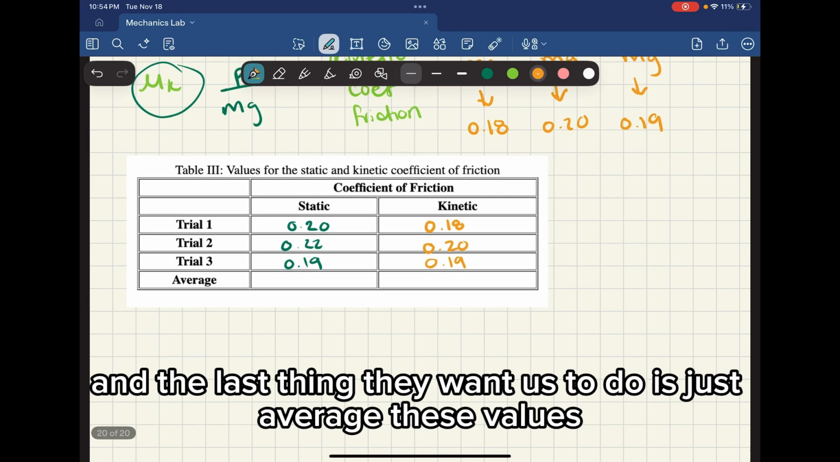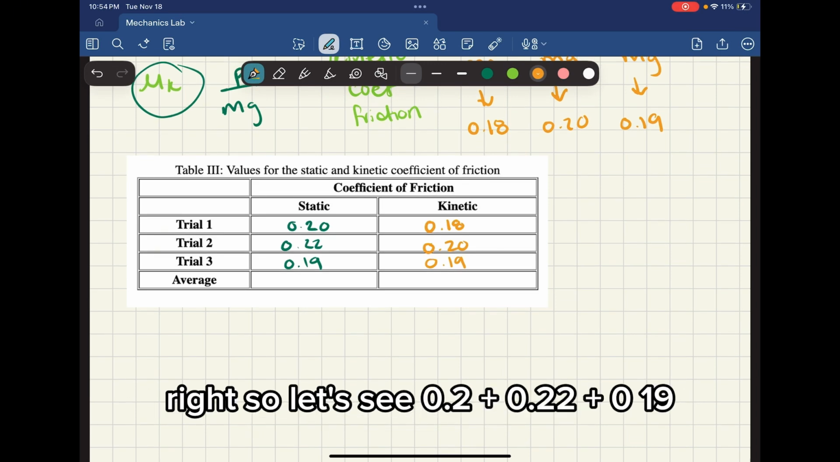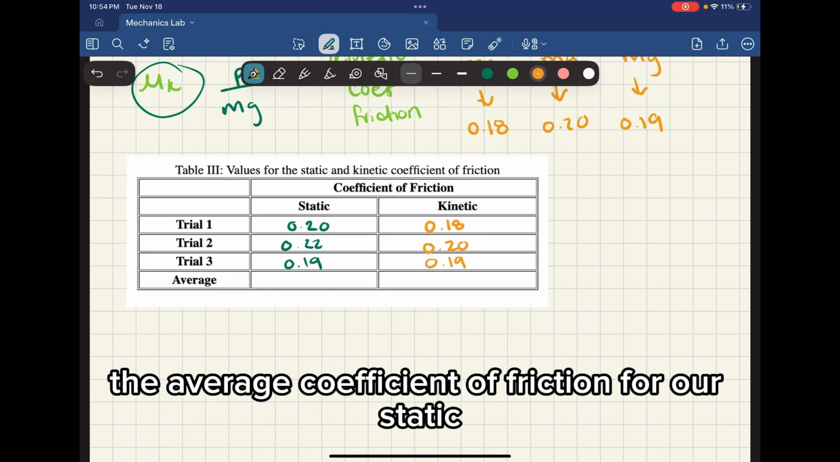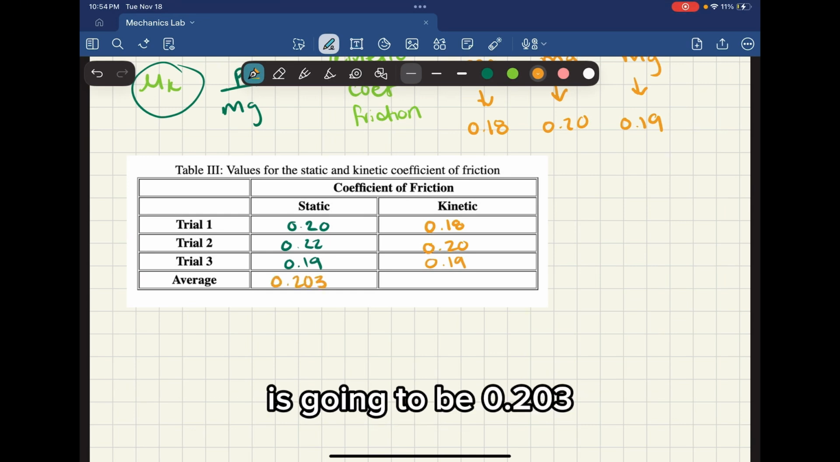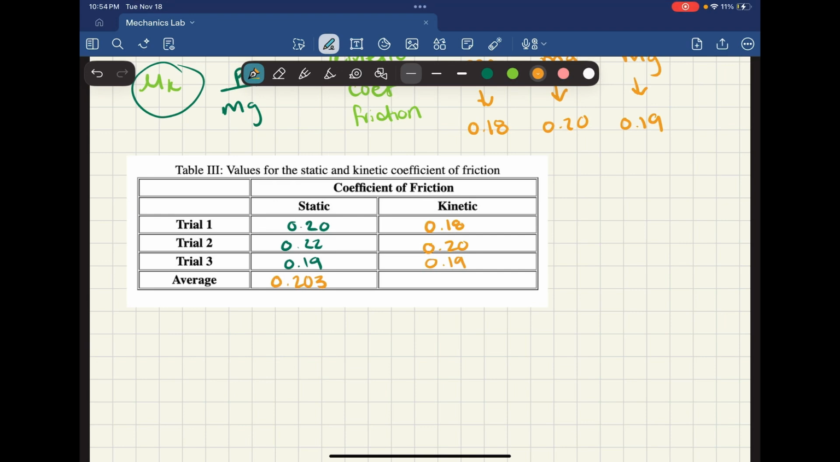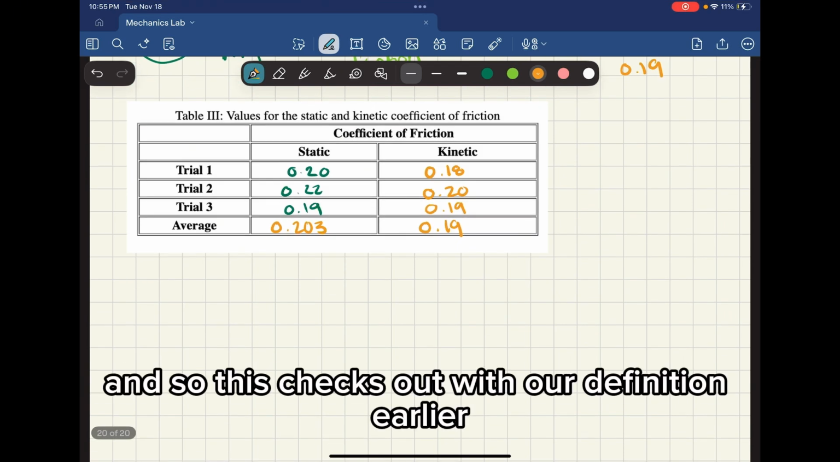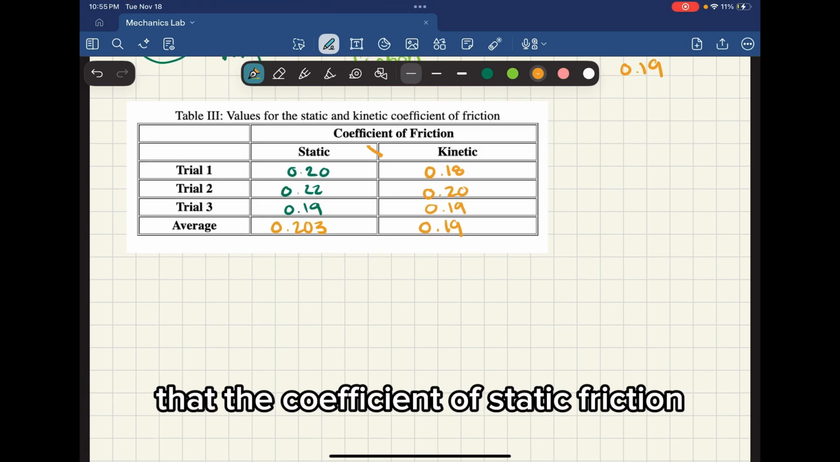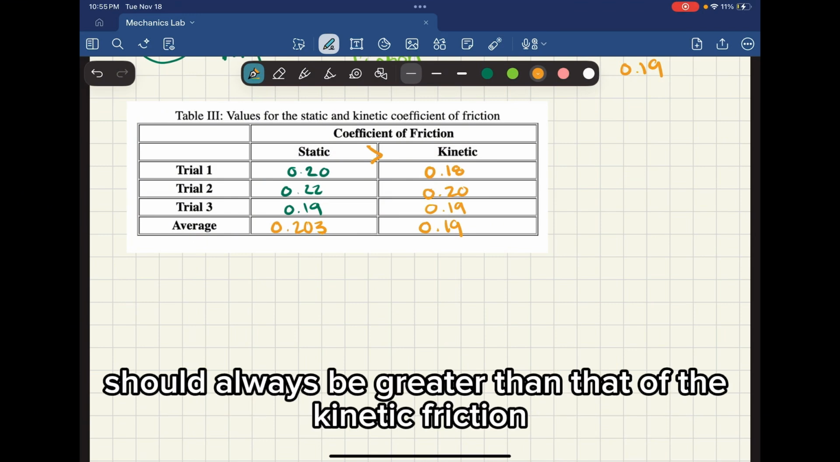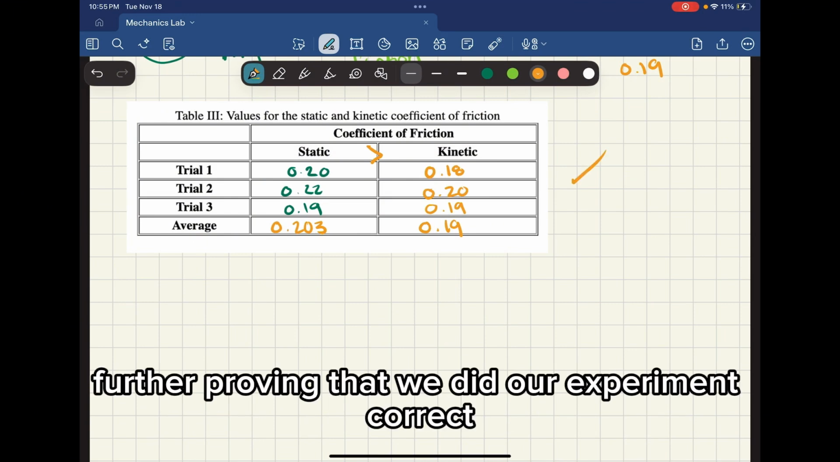And the last thing they want us to do is just average these values. So 0.2 plus 0.22 plus 0.19, the average coefficient of friction for our static is going to be 0.203, and 0.18 plus 0.2 plus 0.19 should give us an average coefficient of 0.19. And so this checks out with our definition earlier that the coefficient of static friction should always be greater than that of the kinetic friction, further proving that we did our experiment correctly.